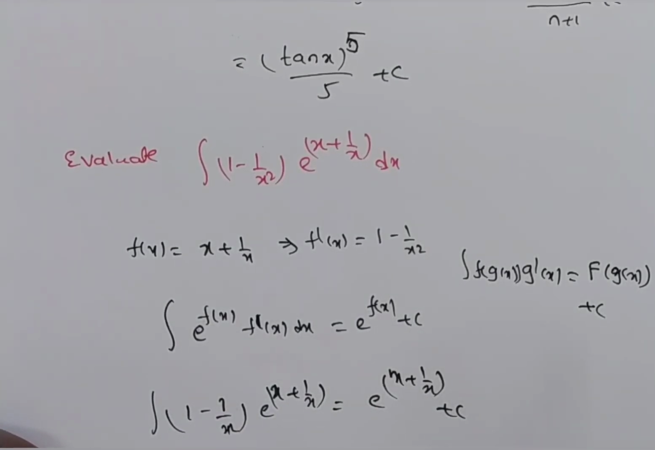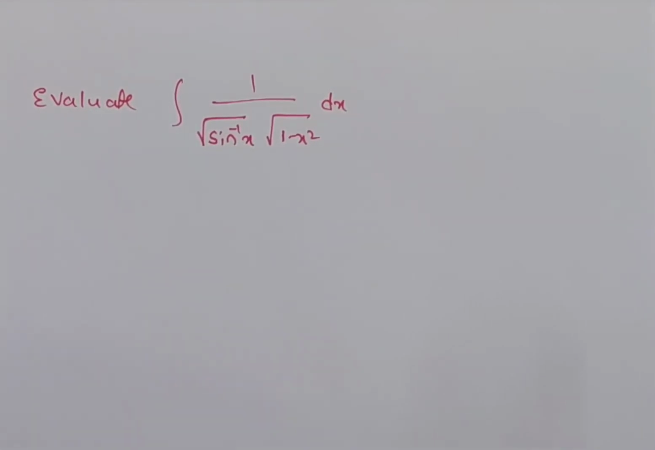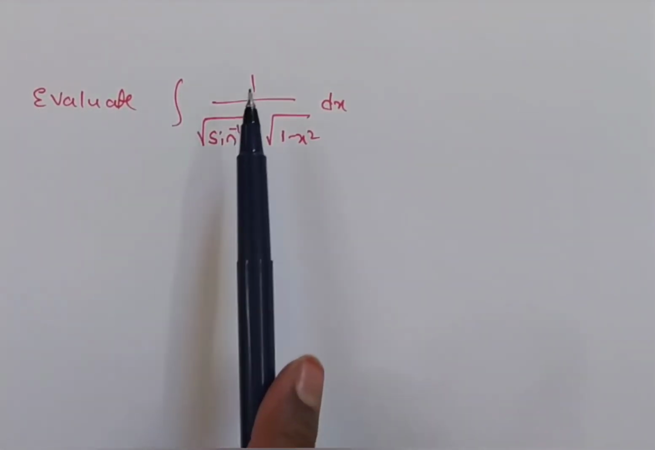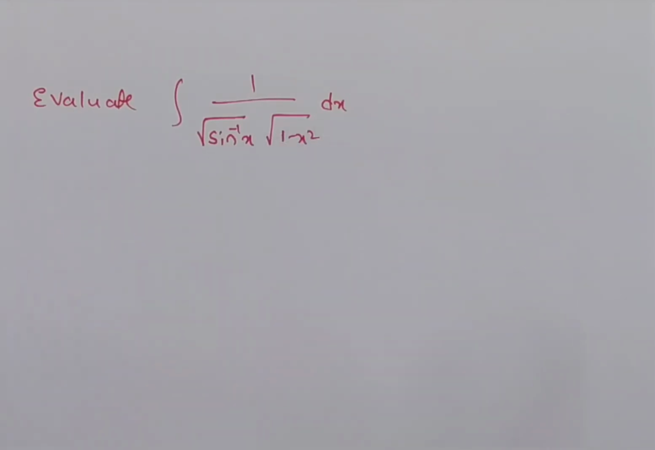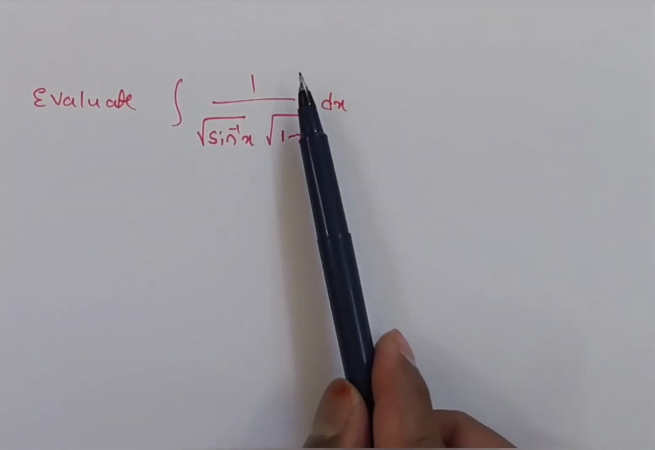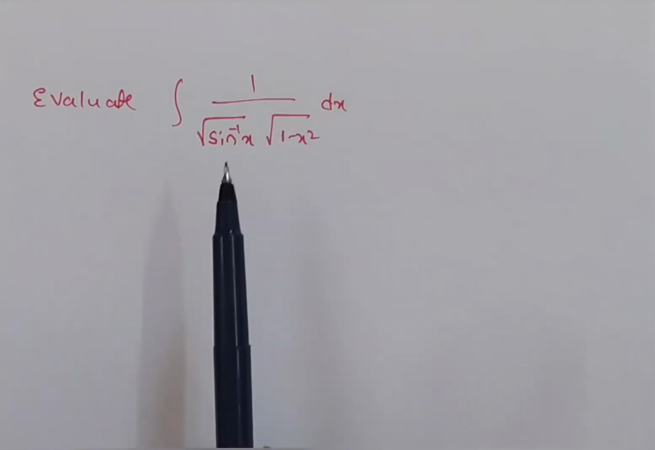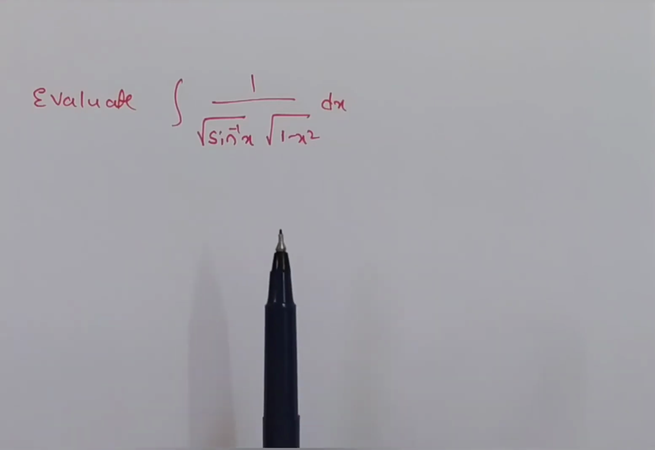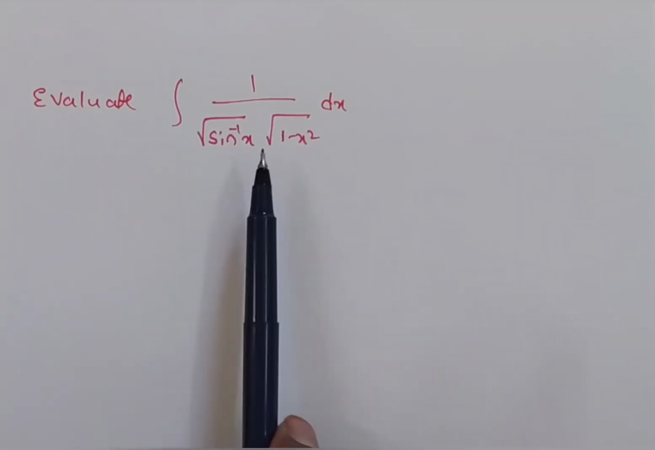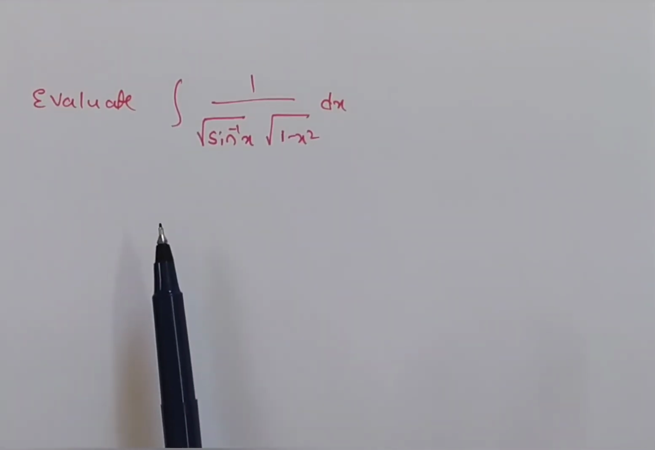Next problem. Friends, now you observe, the given problem is to evaluate 1 by square root of sin inverse x into square root of 1 minus x square. It is like a numerator and denominator, but the denominator derivative is not in the numerator, so you cannot apply the integral of f dash of x by f of x. Moreover, the denominator contains a product of two functions.